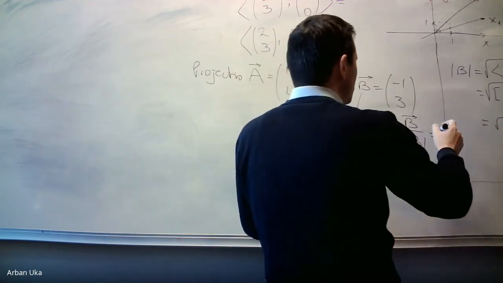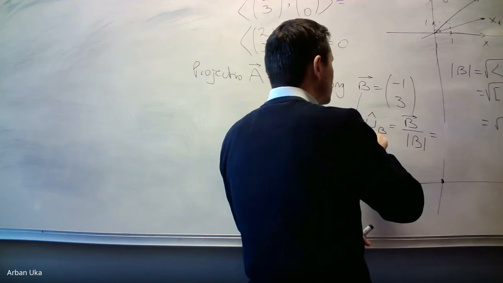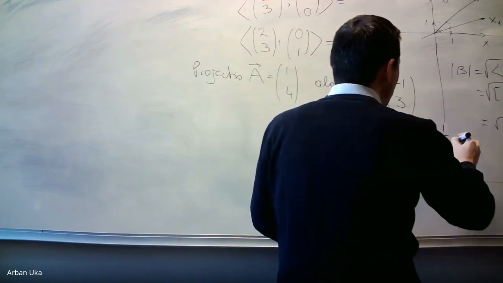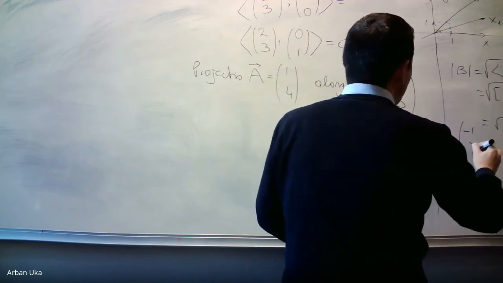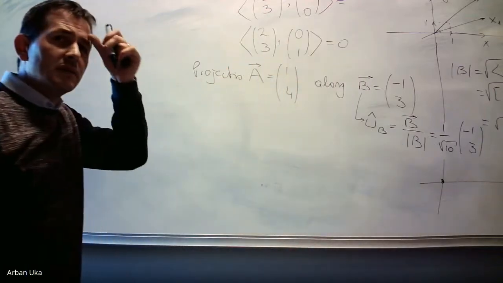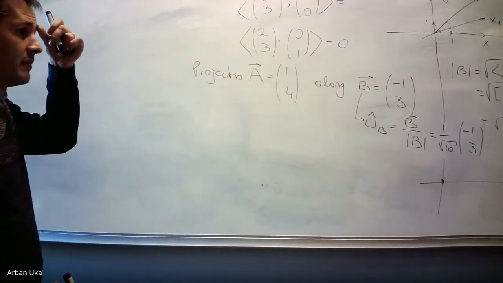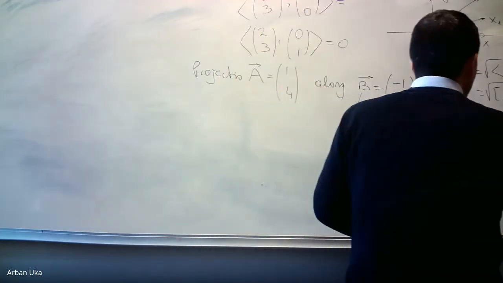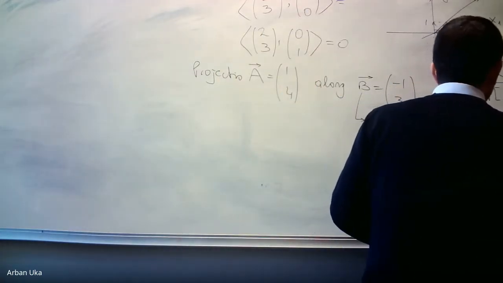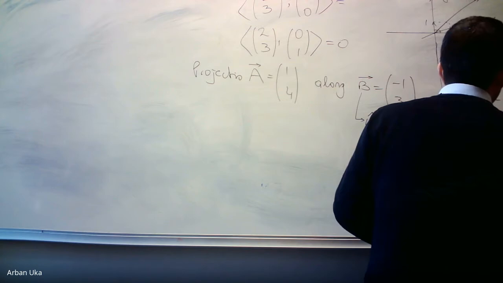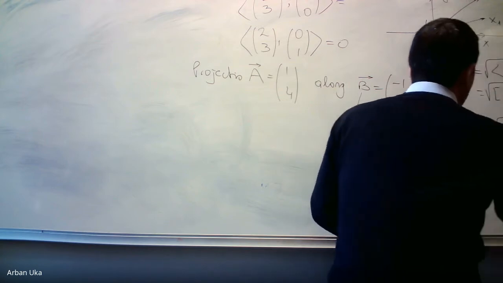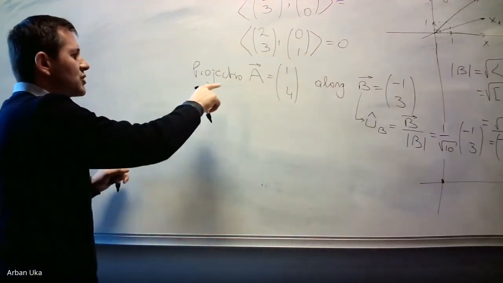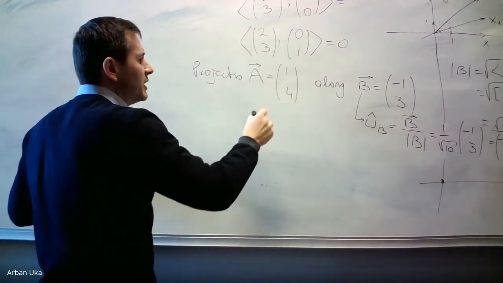So then here we get a unit vector along the direction of b. This is 1 over the root 10 of -1, 3, or this is also equal to -1 over root 10, 3 over root 10. Now we can solve it. So what is the projection of A along b, -1, 3?